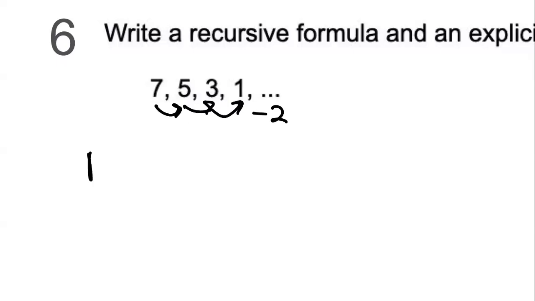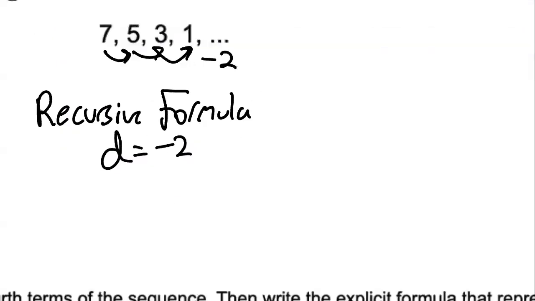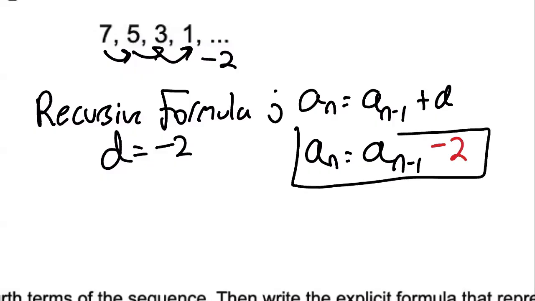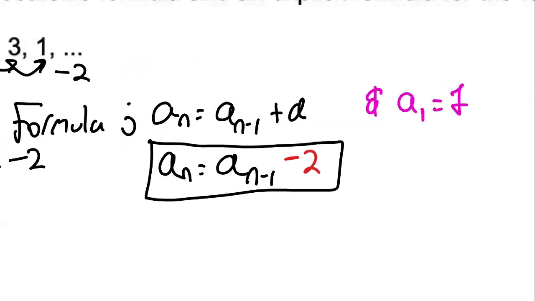Okay, so recursive formula. All you need is the common difference, which is -2, not +2. So a sub n equals a sub n minus 1 plus d. And all we're going to do is plug in -2. And then the only extra little thing you have to say is that a sub 1 is 7. That's the only extra thing you have to give, the first term.